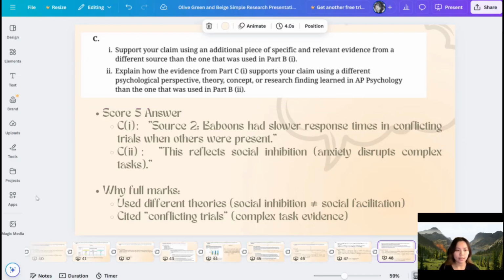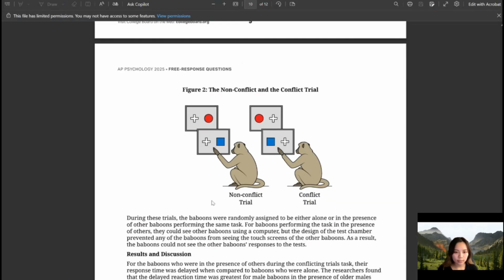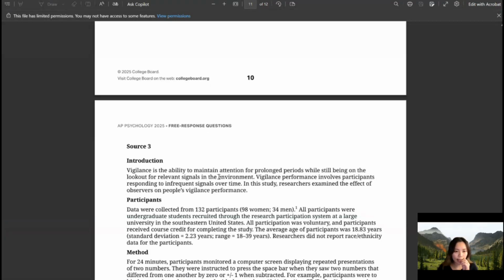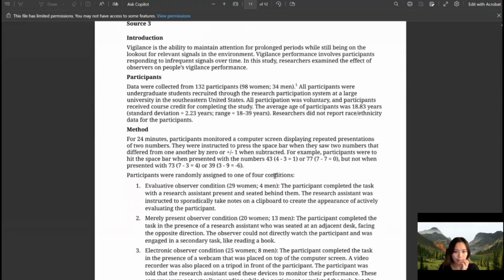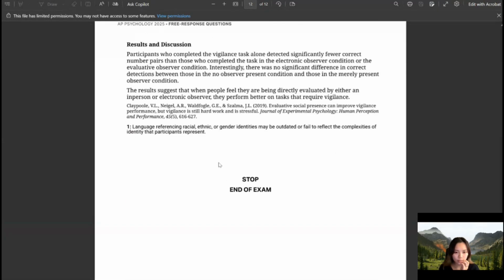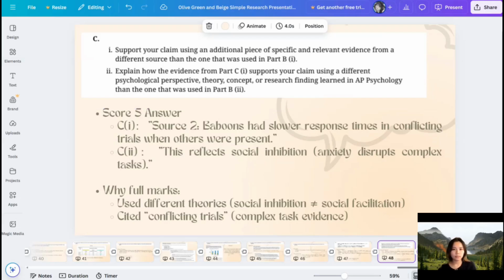And that will be at the end of the exam. So stop, end of the exam. I didn't do the thank you slides for this one. I'm really, really sorry. I forgot to do it.